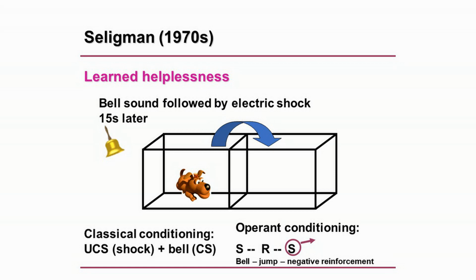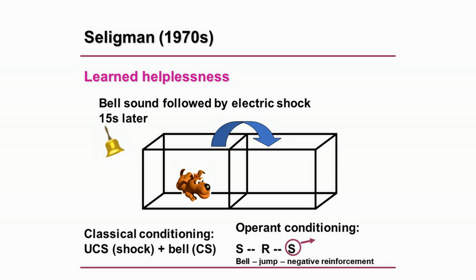Bell sound, 15 seconds later, a mild shock. The animal learns to jump the barrier, thereby escaping and ultimately avoiding the shock. Think about whether this is classical conditioning or operant conditioning. And if you think it's operant conditioning, I'd say you're correct, because we can think of this as negative reinforcement.